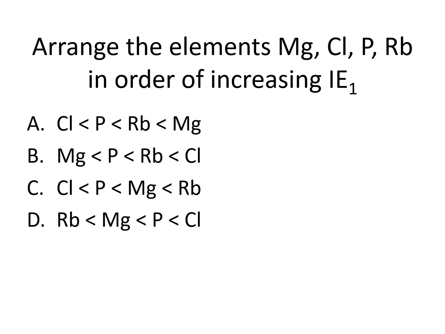Arrange the elements magnesium, chlorine, phosphorus, and rubidium in order of increasing first ionization energy, IE1. Is it A, chlorine, then phosphorus, then rubidium, then magnesium? B, magnesium, then phosphorus, then rubidium, then chlorine? C, chlorine, then phosphorus, then magnesium, then rubidium? Or D, rubidium, then magnesium, then phosphorus, then chlorine?